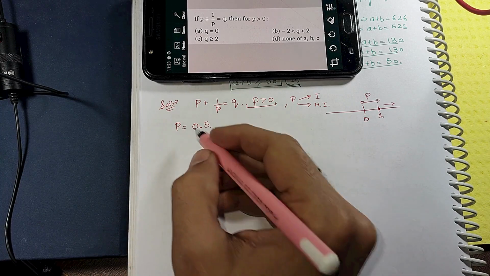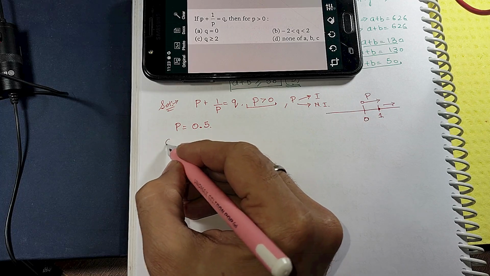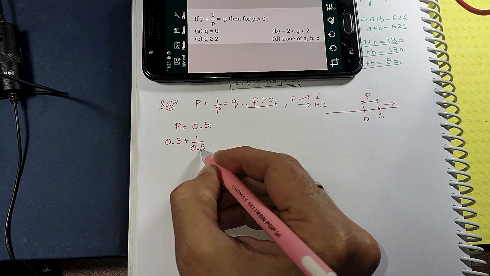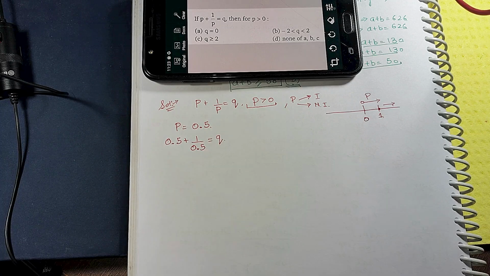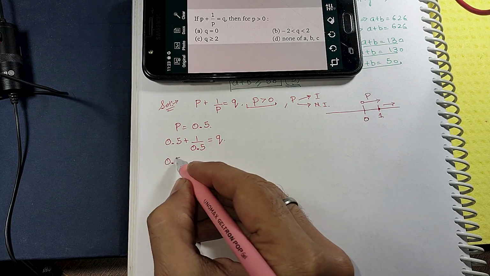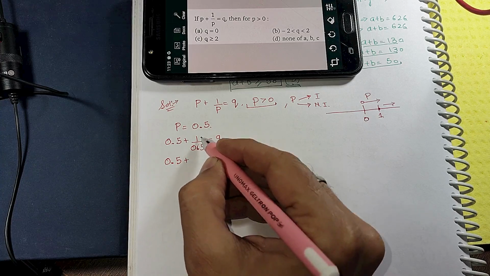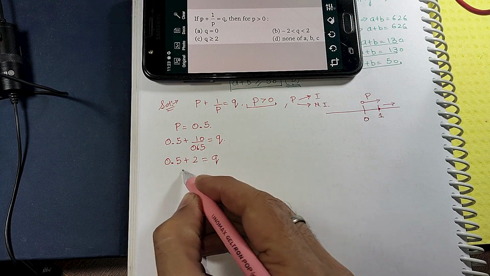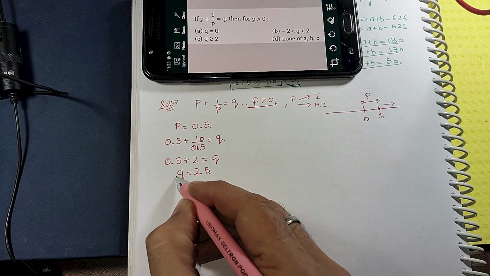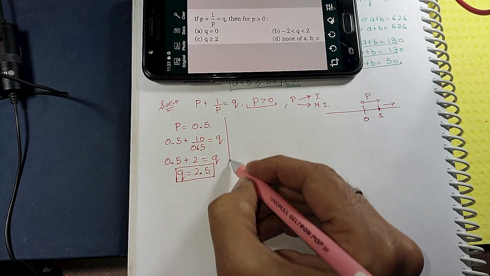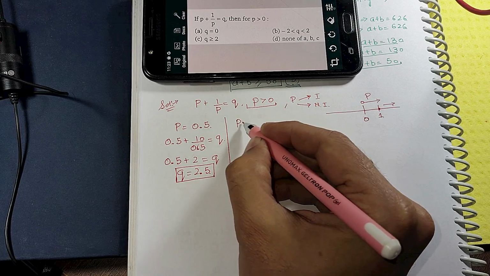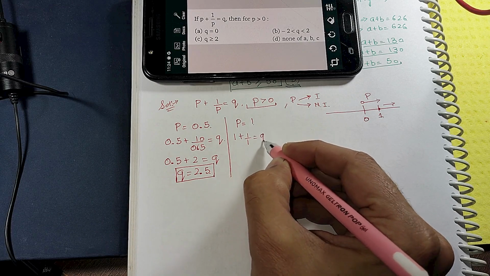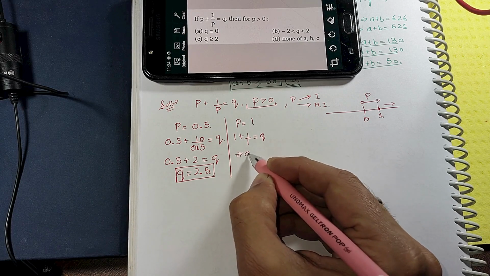Now when p is 0.5, let us find the value of q. So that will be 0.5 plus 1 upon 0.5 equal to q. Removing the decimal, this will be 10 by 5, equal to 2. So the value of q is equal to 2.5. Now moving to a different case, when p is equal to 1. In this case 1 plus 1 upon 1 equal to q, so this implies q is equal to 2.